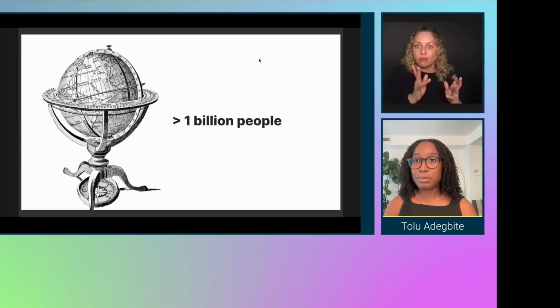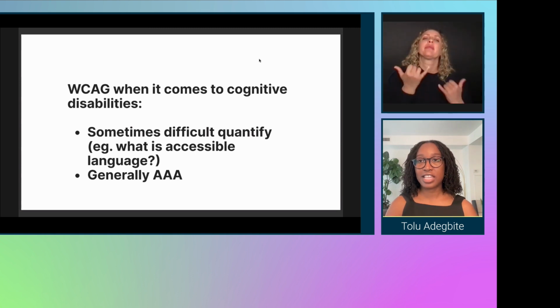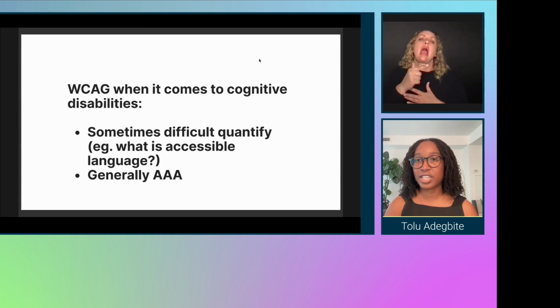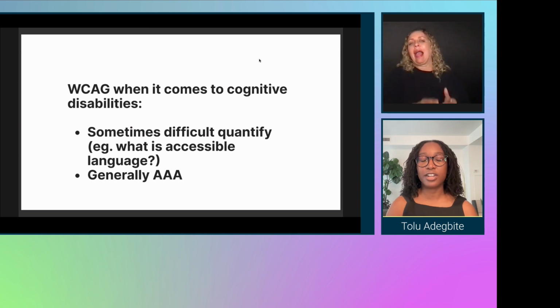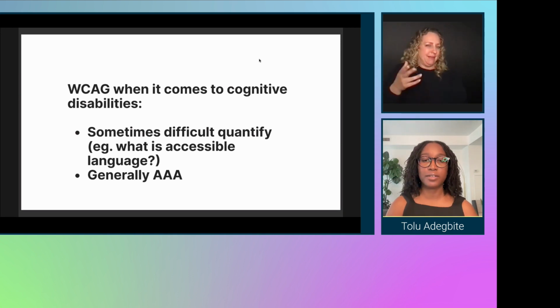And again, it's probably at some point in our lives going to include most of us here. So when it comes to cognitive disabilities, there are some WCAG guidelines that provide pointers on how to cater to these experiences. Sometimes these criteria are a little bit difficult to quantify. Like, what is exactly accessible language, right? In a way that we can easily define.